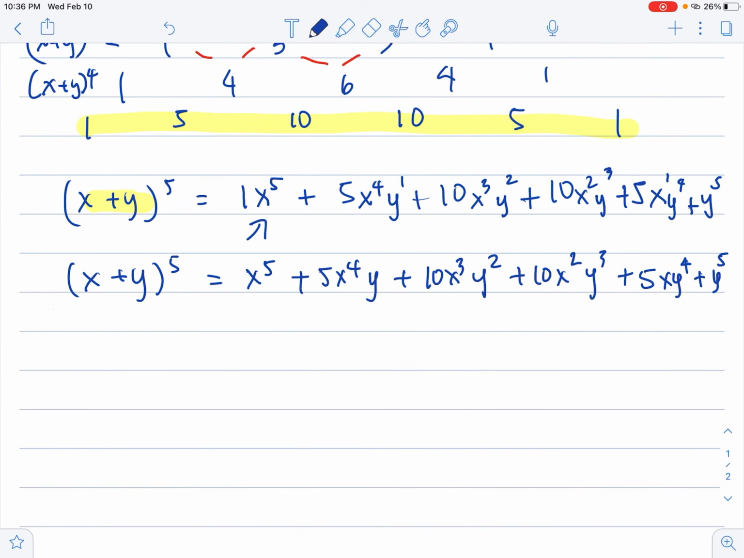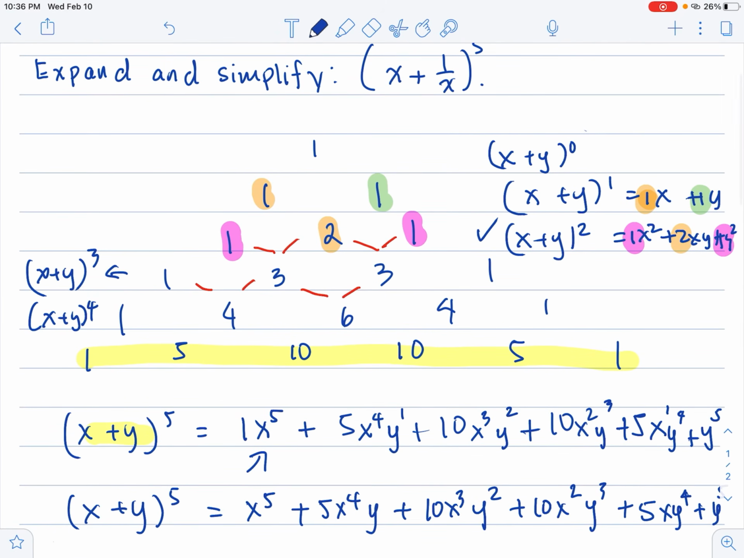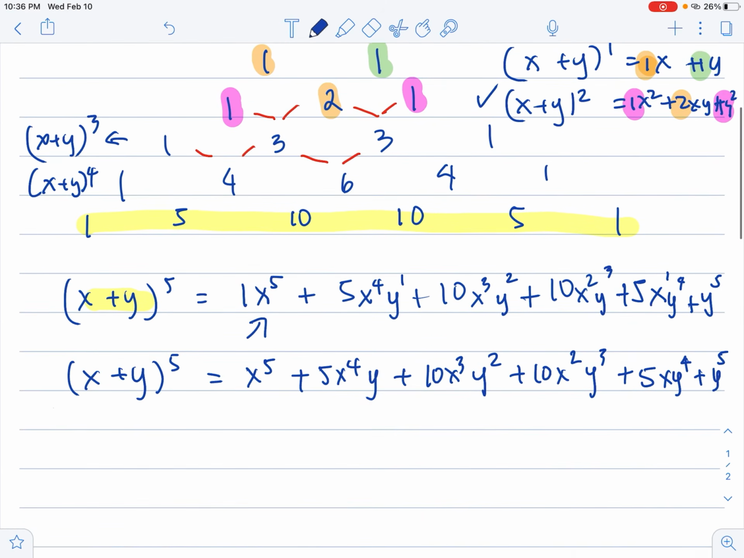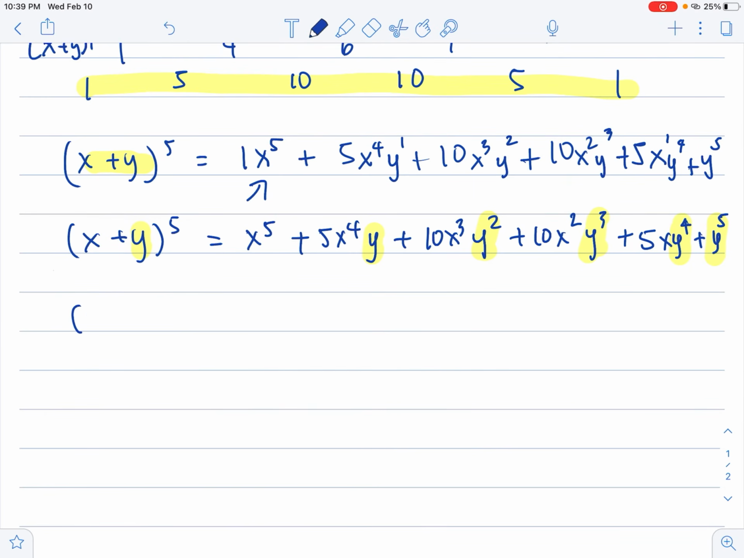Right? So, paano na natin kukunin yung (x + 1 over x) raised to the fifth? Papalitan lang natin yung y ng 1 over x. No? So, lahat ng y, papalitan natin yan ng 1 over x. So, (x + 1 over x) to the fifth is equal to x to the fifth plus 5x to the fourth times 1 over x. So, yung y magiging 1 over x.